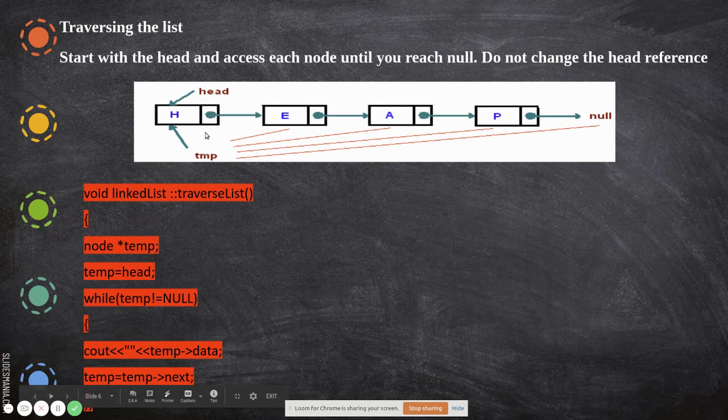So now the temp is moved here, and so on, until it becomes equal to null. When it reaches here, after it prints p, temp equal to temp next means it becomes null, so that value will be assigned to temp. In that case this while loop will end.